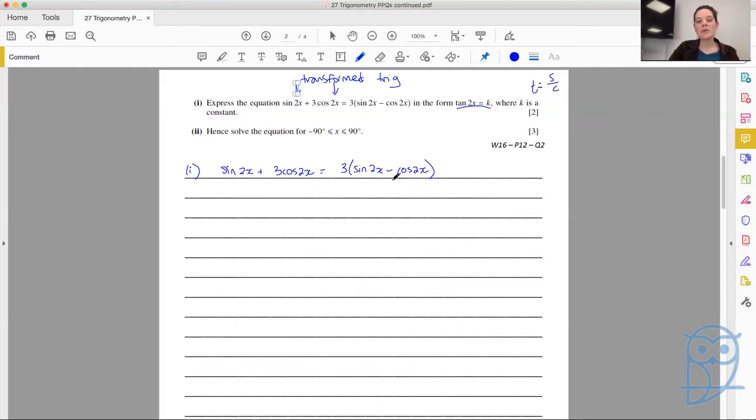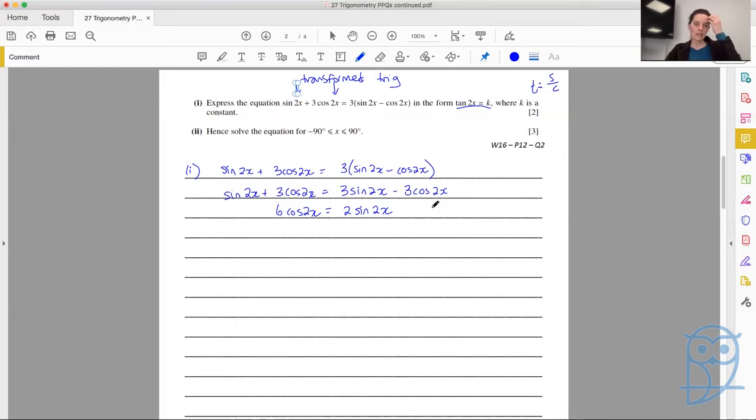Okay, so we want to get rid of this bracket so that we can start getting some division through by cos. So sine 2x plus 3 cos 2x equals 3 sine 2x minus 3 cos 2x. Like ones on either side, so we've got cos's together. Let's bring them all positive. So we have 6 cos 2x equals 3 sine 2x minus sine 2x, which equals 2 sine 2x.